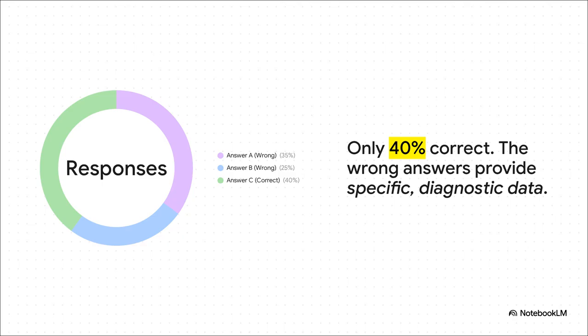So you ask the question, everyone holds up their answer, and this is what you see. Eeks! Only 40% of your class got it right. But look closer. This is rich data. You see that a big chunk, 35%, chose A, confusing the possessive with the contraction. Another 25% did the opposite. This isn't just a sea of wrong. It's a very specific roadmap of their confusion.